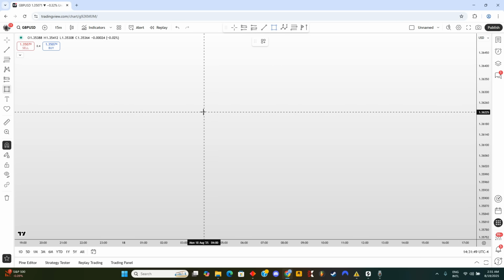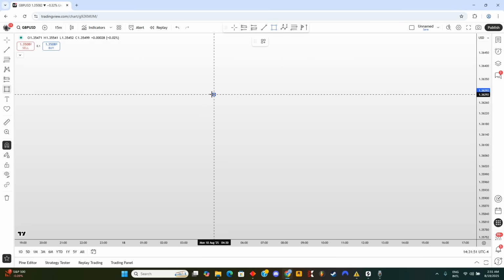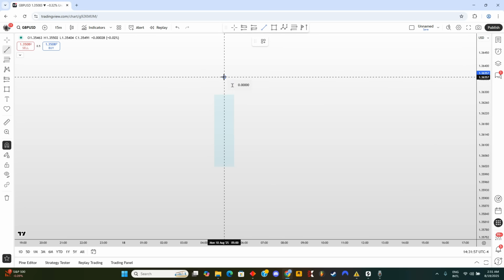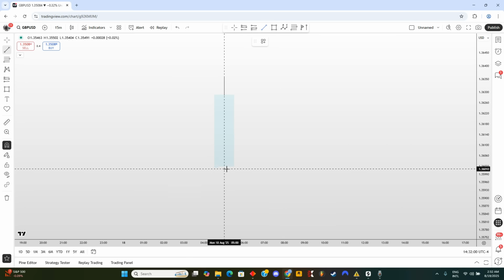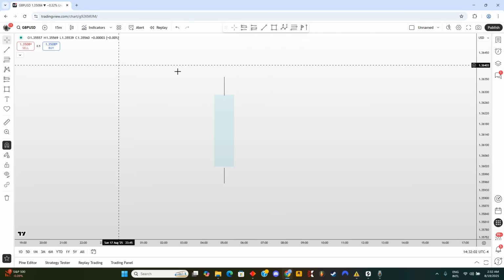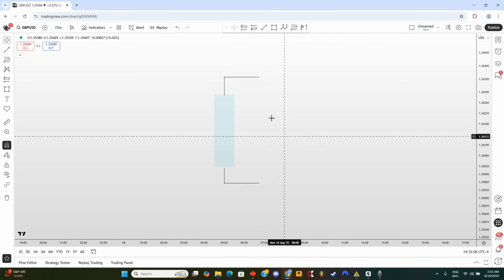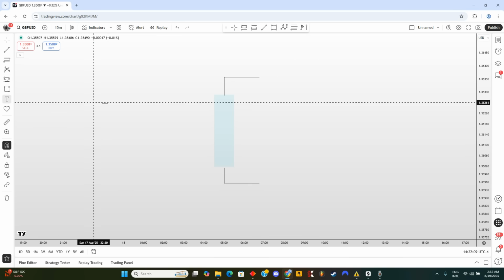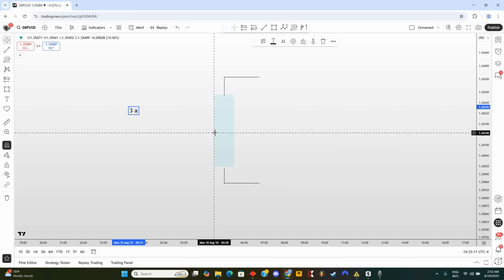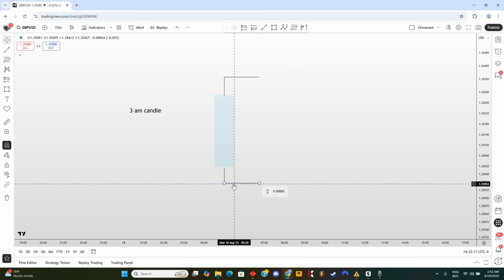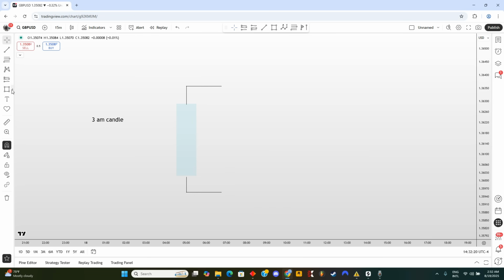So the very first step that you have to do is mark out the high. So let me just do that. You want to mark out the high and low of the 3 a.m. candle. Okay, so that is during London session. The first 15-minute candle, the 3 a.m. candle. Remember that.